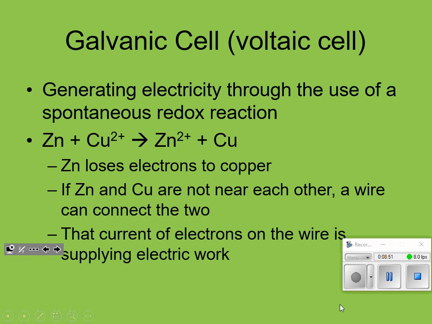Again, the very last point on this slide, that flow of electrons, because something is losing electrons and something is gaining electrons, that flow of electrons is the electricity. It's what we can use to power something. Okay, we are going to move on.